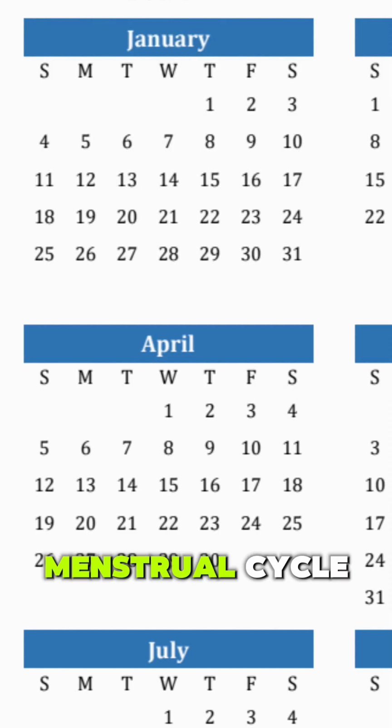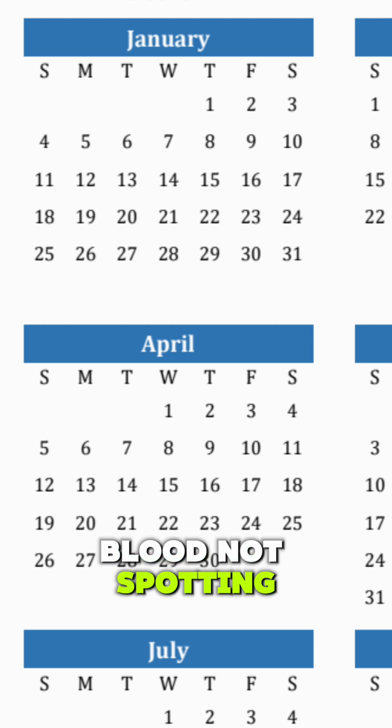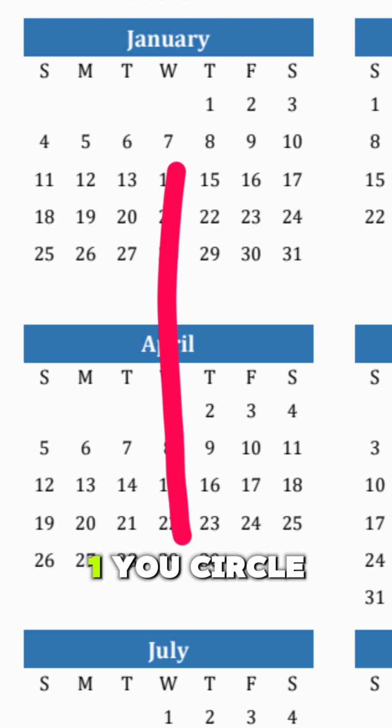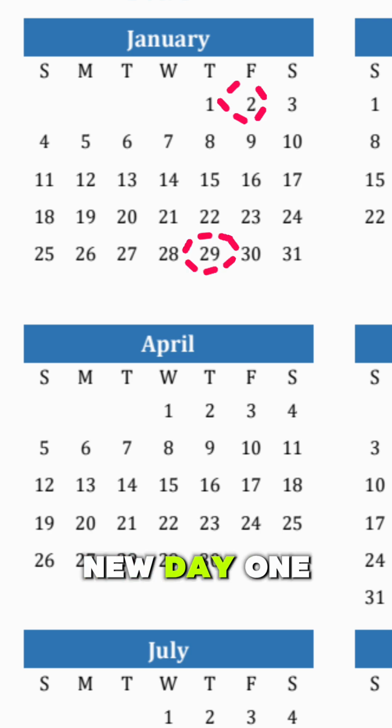To calculate your menstrual cycle, you need to take note of the days your menses begins. The very day you see blood coming out of your vagina, I mean real blood, not spotting, that is day 1. You circle it on your calendar, day 1. And the next time you see your menses again, that is a new day 1. That means the old cycle ended on the next menstrual day and a new cycle began on that very day.